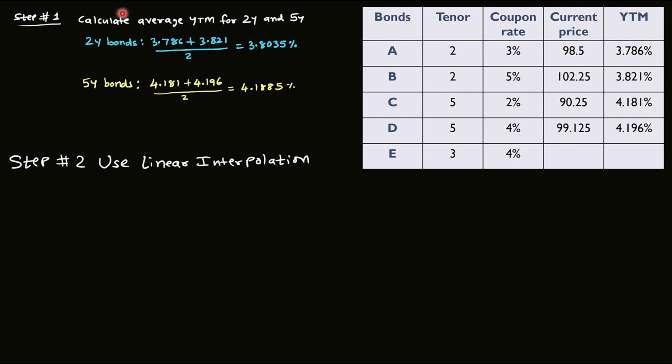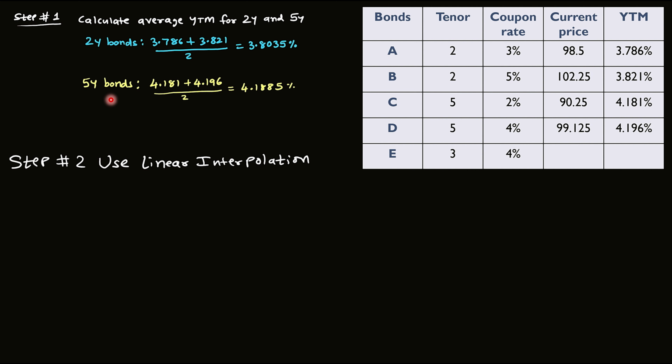Now, what is linear interpolation? Well, it's a technique used to estimate an unknown value between 2 known values, right? So we have 2 known values here, A and B. For 2-year bonds, we have the yield to maturity, which we have just calculated as the average, 3.8035. For the 5-year bond, 4.1885. So we use linear interpolation, a technique used to estimate an unknown variable, which is the 3-year, between 2 known variables, which are the 2-year and the 5-year.